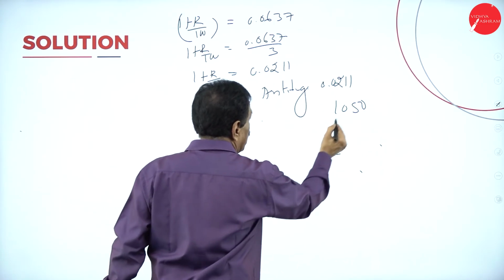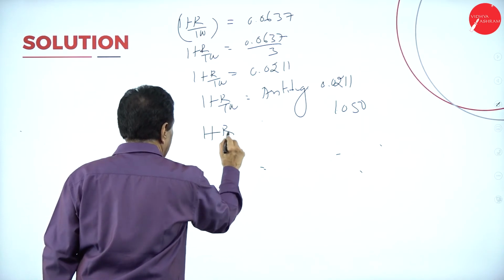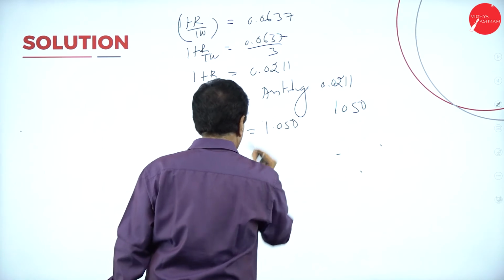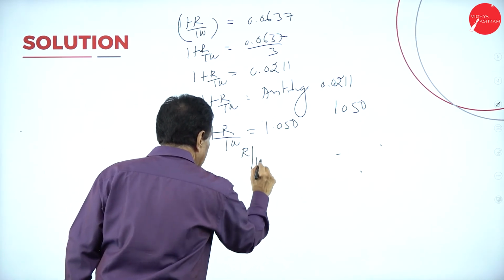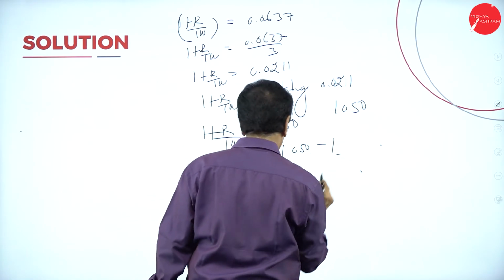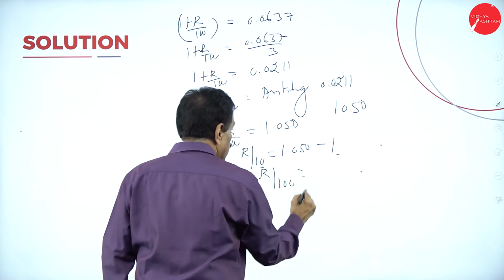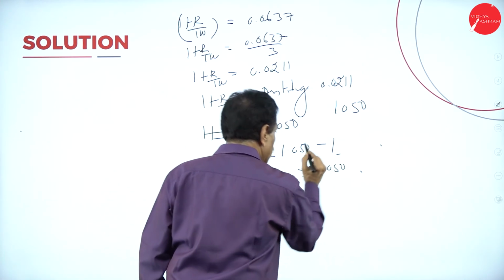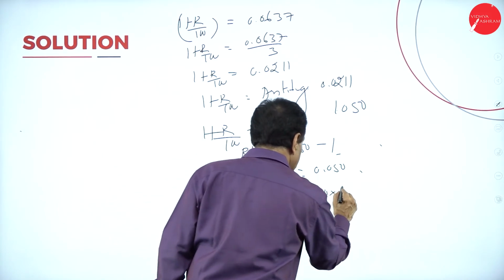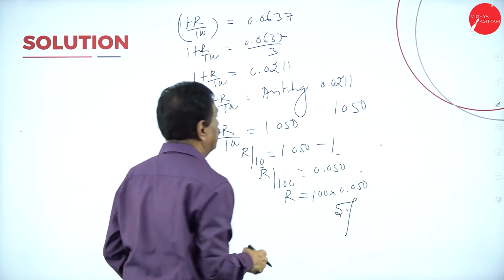Behind this is 0, which means 1.050. 1 plus r over 100 is equal to 1.050. R over 100 is 1.050 minus 1, which is 0.050. R is equal to 100 into 0.050. It works out to 5%.